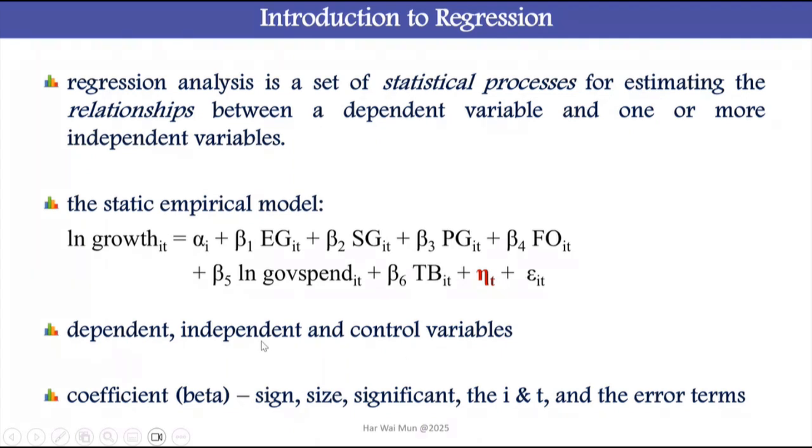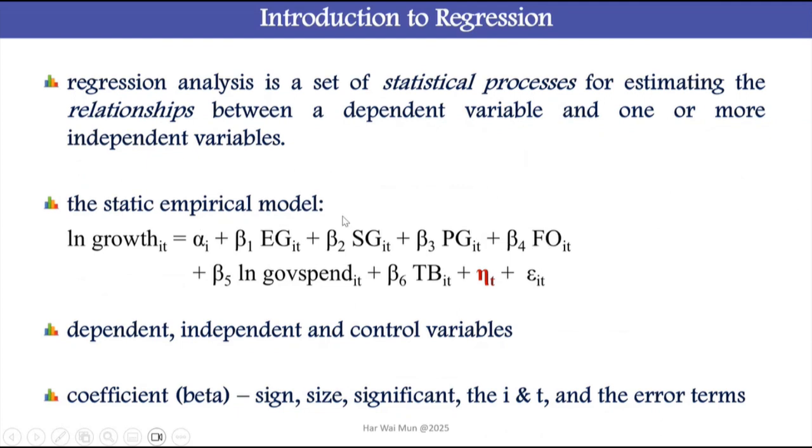So what's the difference between an independent variable and a control variable? For example, let's say in your research you want to determine the factors that determine growth, so you actually want to focus on, let's say, only the 3: EG, SG, and PG, right? This is the main item that you want to prove, right? EG is economic globalization, SG is social globalization, and PG is political globalization. So you want to focus on globalization and growth, right?